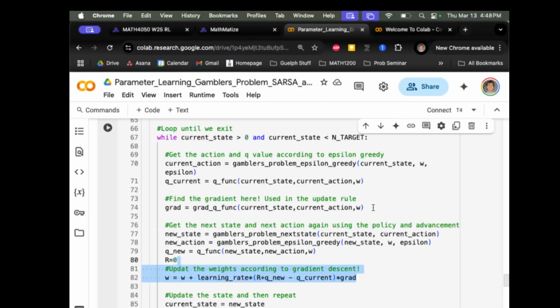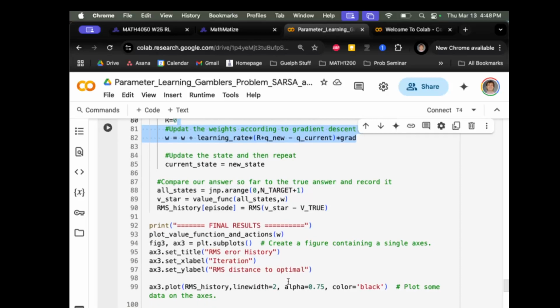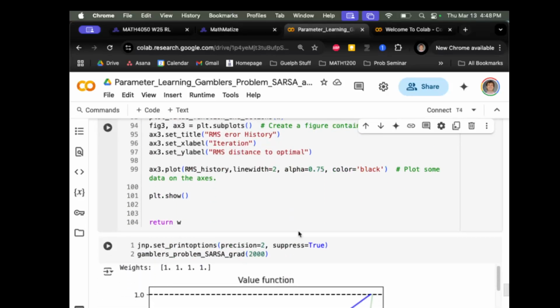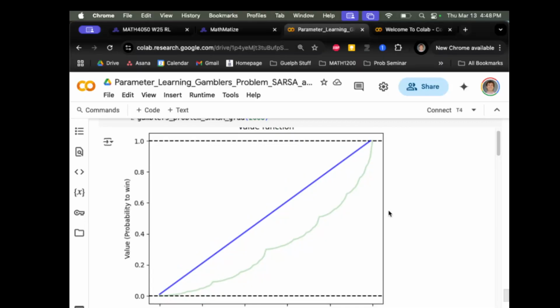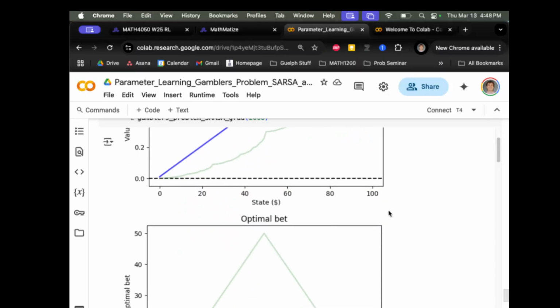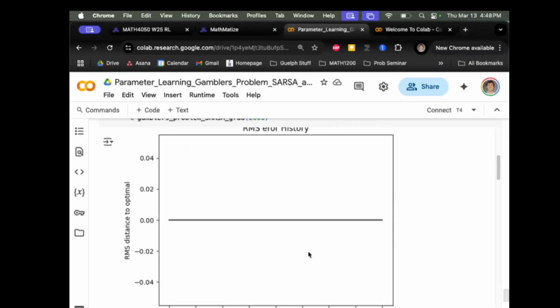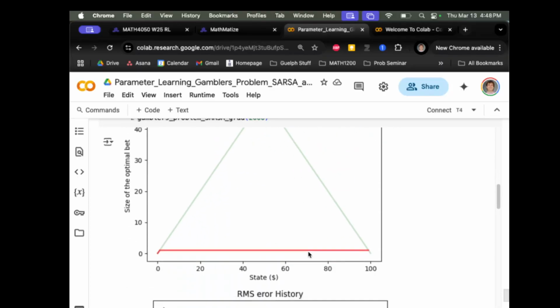Okay, let me show you the results. And the nice thing is, because we know the actual answer, the blue line is what we think it is, and the green line is the actual answer. We can plot how we are getting closer to the green line over time. And that is over here. So the RMS history is how close it is over time.